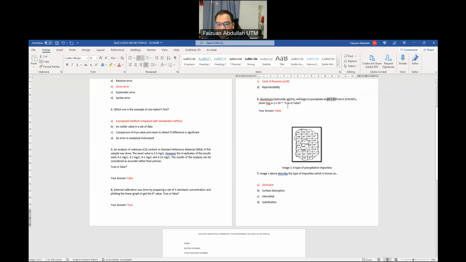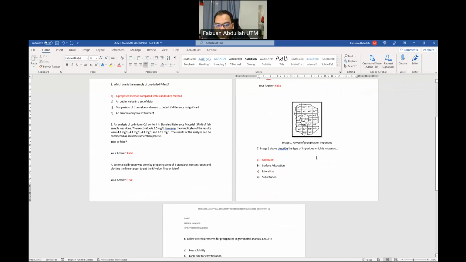So we'll get the true pH. All right, so this is false. Number 7, image 1 above describes the type of impurities which is known as occlusion.